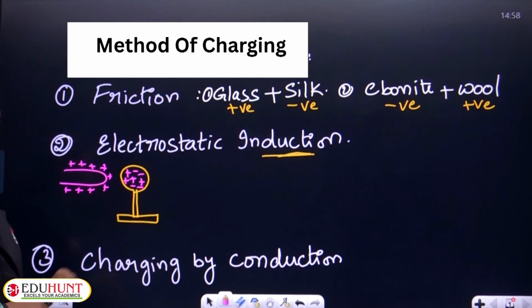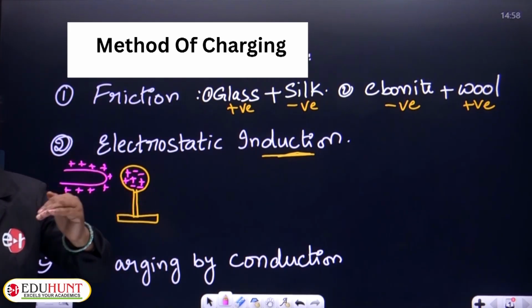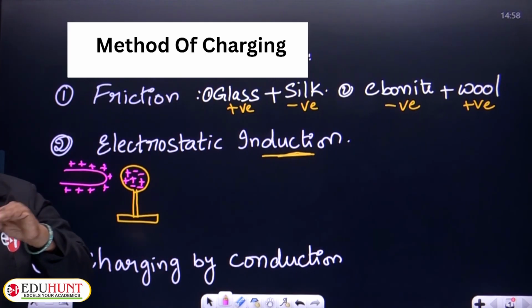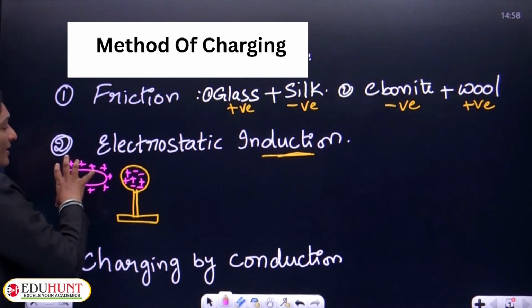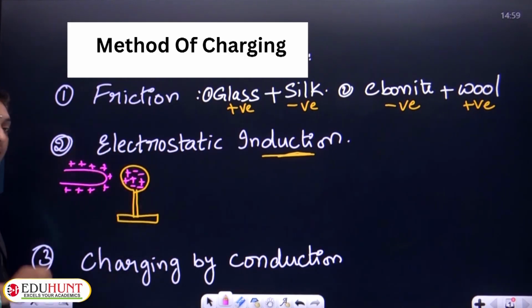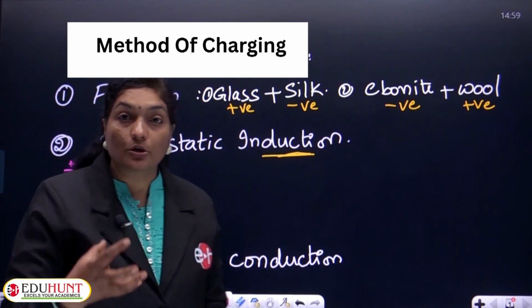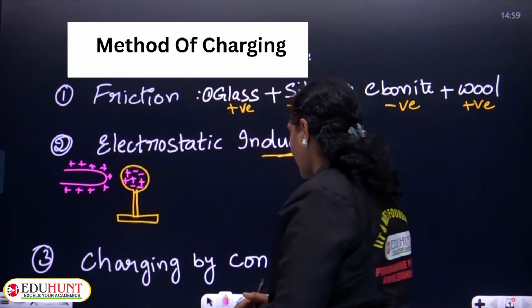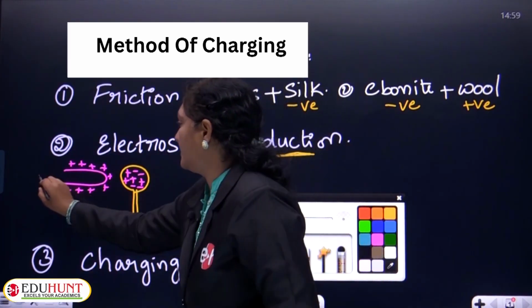So due to induction, remember that these two should not come in contact. They should be kept a little far away. They should not touch each other. So whenever a charged body is brought near an uncharged body, due to induction, that is, due to the property of attraction, what happens? First case.